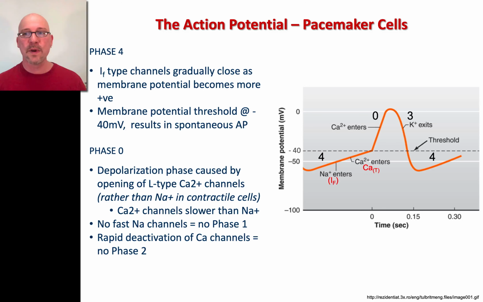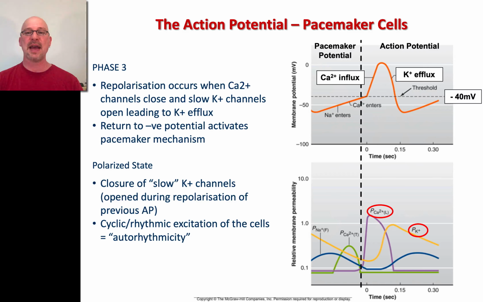Down in phase 4 here, the channels gradually close down, things start to recorrect themselves, and then we eventually go back into phase 0 again. So we go through this cycle with the funny channels leaking, calcium spiking in, potassium going out, and then resetting our pacemaker cells so that they're back to normal. In phase 3, we talk about the repolarization occurring when calcium channels close and the slow potassium channels open, so we get a potassium efflux. That's how we start coming down. And on the lower part there, you can see the calcium channels open and our potassium channels open.